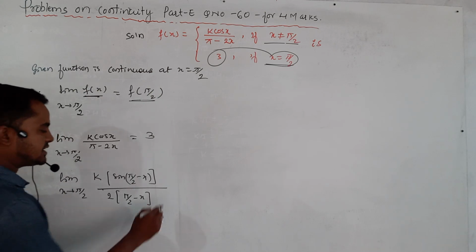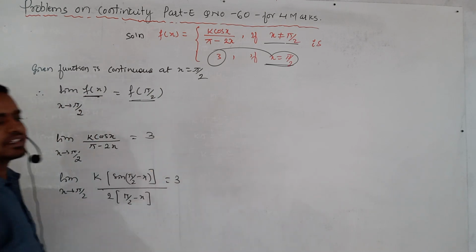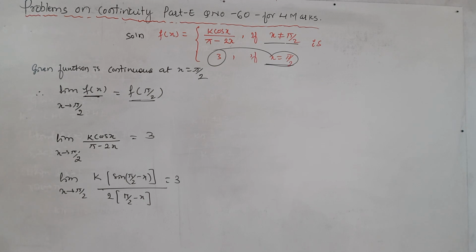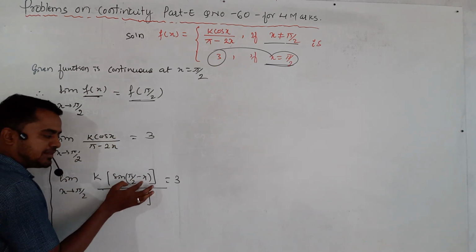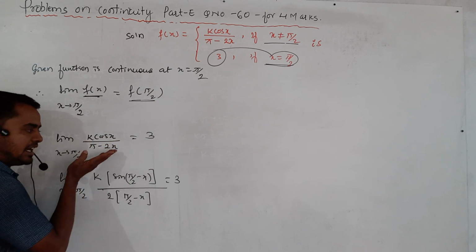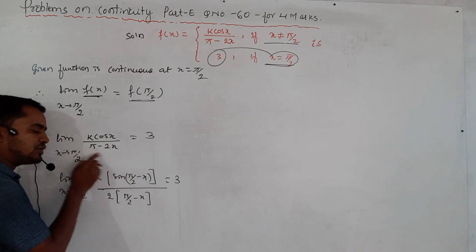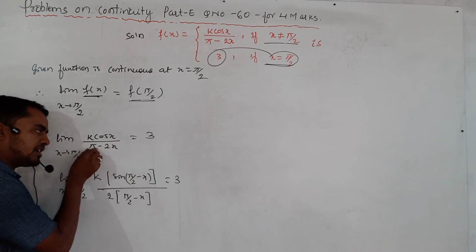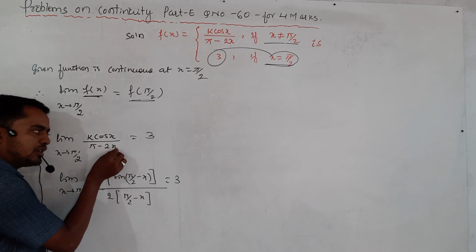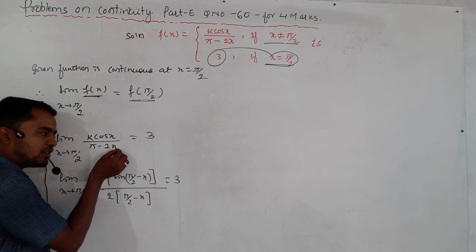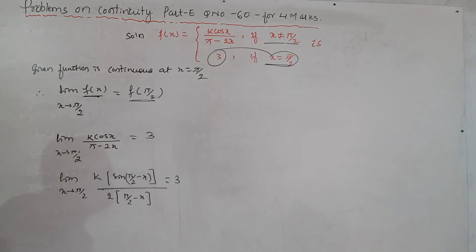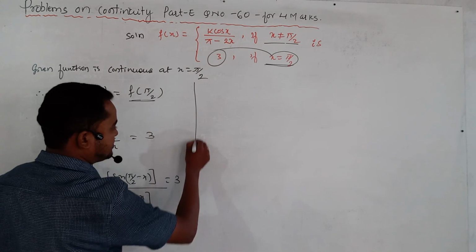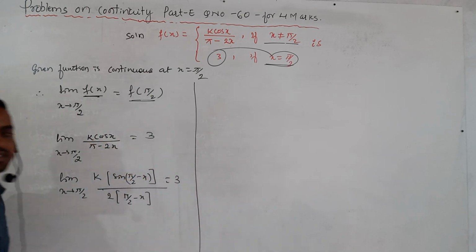After taking 2 common, 5 by 2 minus x is equal to 3. See here, once again I am writing cos x in terms of sine. Sin(90 minus x) is nothing but cos x, and in the denominator I am taking 2 common. After taking 2 common, 5 will become 5 by 2, and x is remaining. That 3 as it is. I am writing the next steps here. Any doubt up to here?